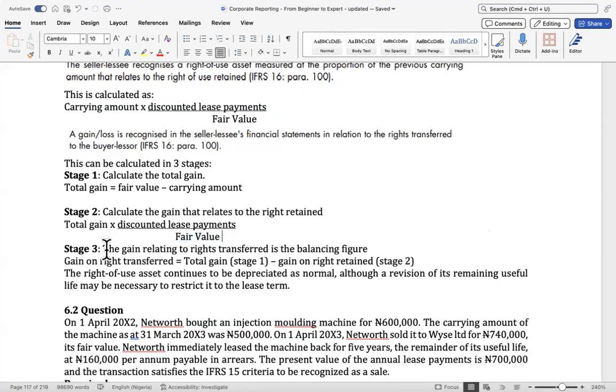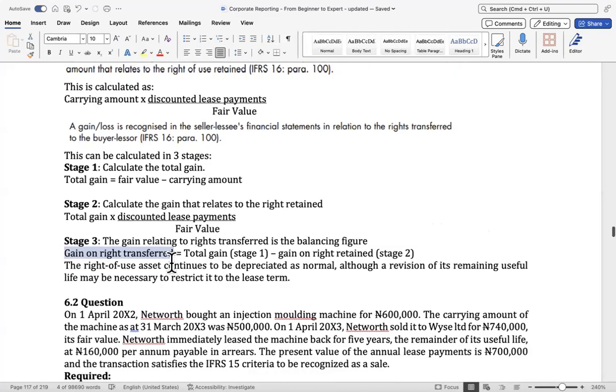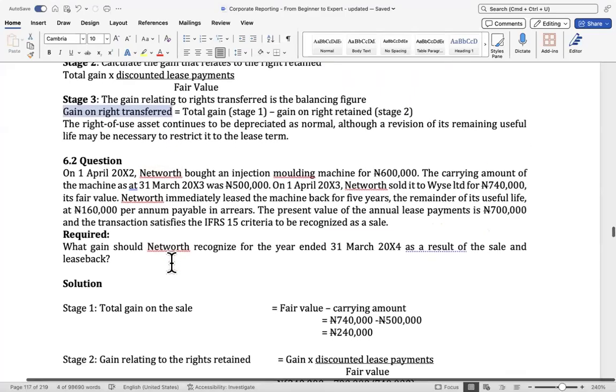So stage 3, we call that, okay, this is the gain on the sales, on the rights transferred. This is the actual gain that you should recognize, which is the total gain in stage 1 minus the gain on rights retained in stage 2. So it is this one that you then recognize in your P&L. I mean, this thing will be more interesting with figures so that you would relate to what I'm talking about clearly. So now let's look at this question.